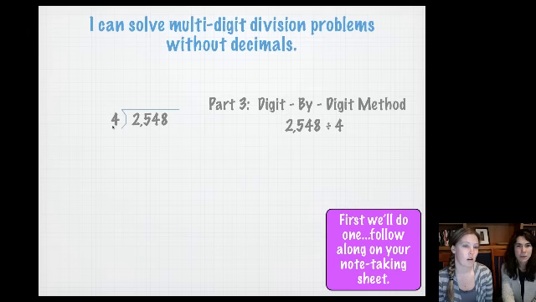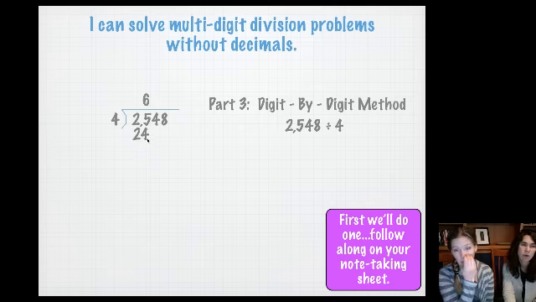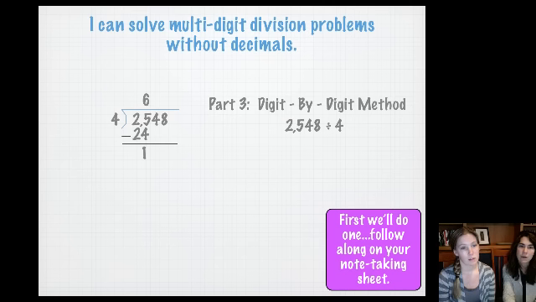So looking here, we have 4 going into just, well, it can't go into just 2, so we're going to look at 25. And 4 times 6 is going to get me close to 25 without going over, and that would be 24. So once again, we're just dealing with these two numbers. We're going to subtract, and now we get 1. And of course, then we have bring down. And so now we're going to look at this new set of numbers. So 4 goes into 14 how many times? And that's going to be 3 times.